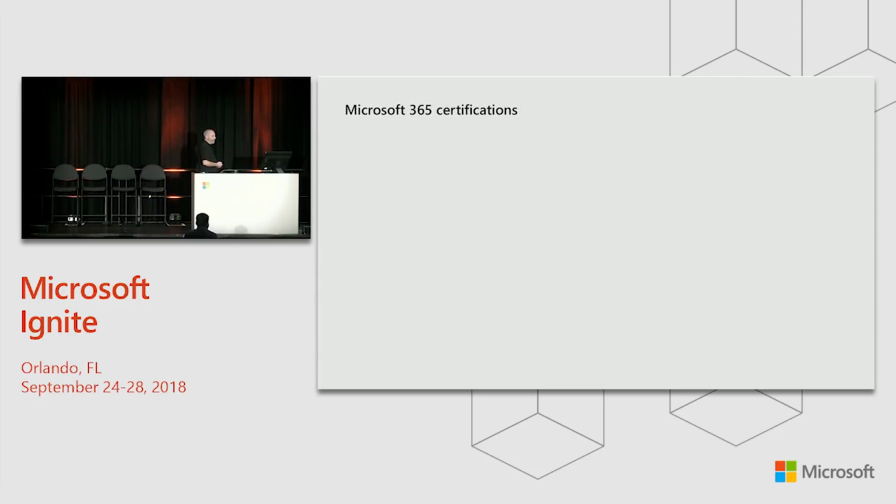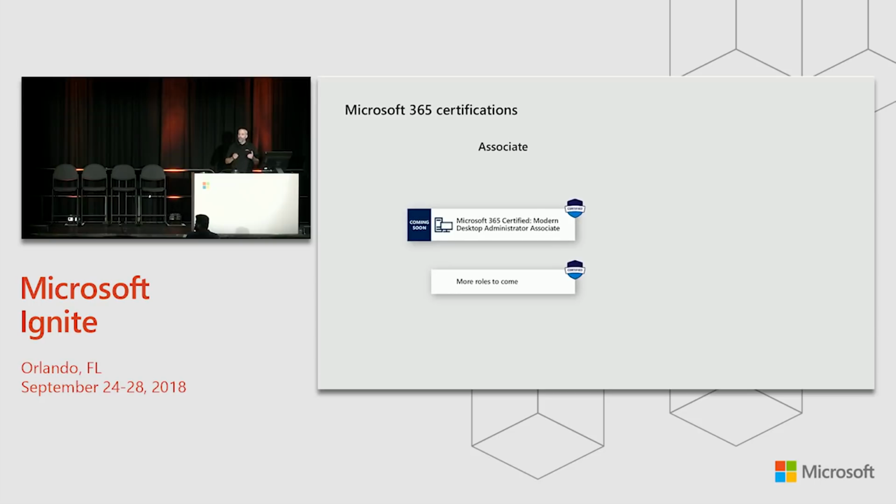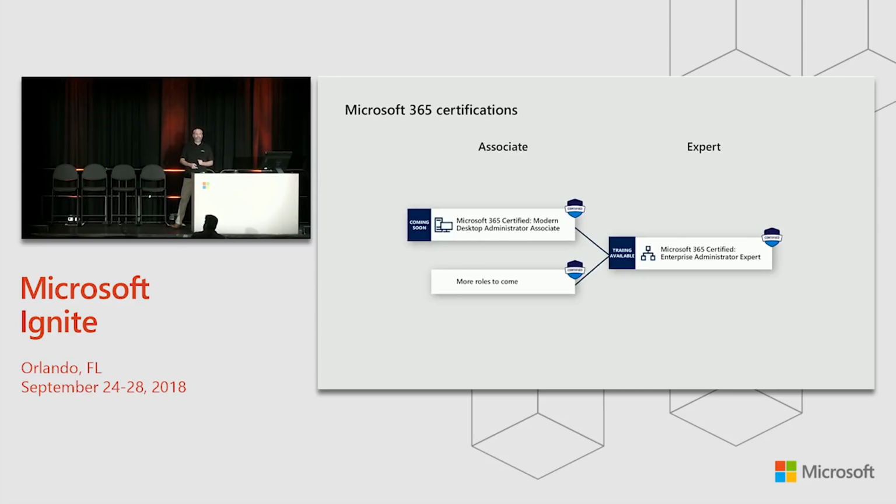Now let me just put that into perspective for you, because we've announced quite a few exams this week. Azure particularly, there's lots of those. And this particular 2 that we're talking about, I just wanted to set the scene, because there's these 2 levels, associate and expert. And for you to be a Microsoft 365 Enterprise Administrator and to get that expert certification, you also need to take an associate level certification along the way. So at this point in time, we've only announced Modern Desktop in that space, but there are more roles identified to come.